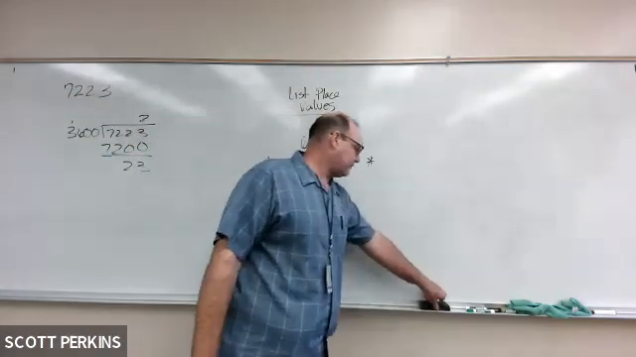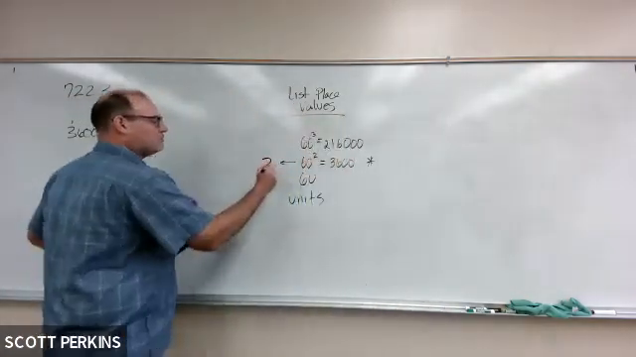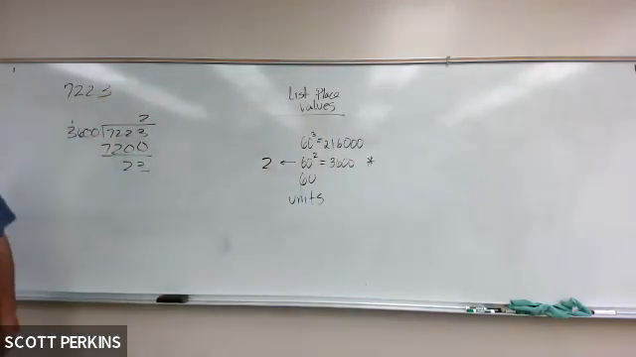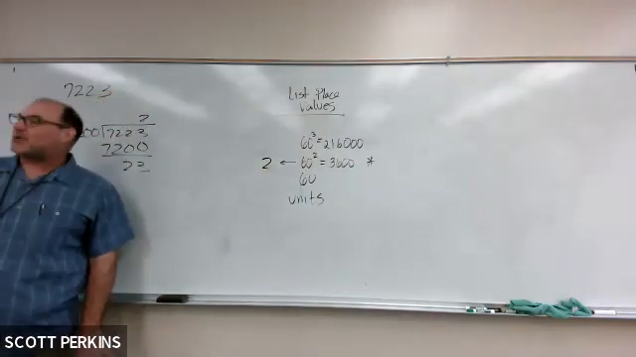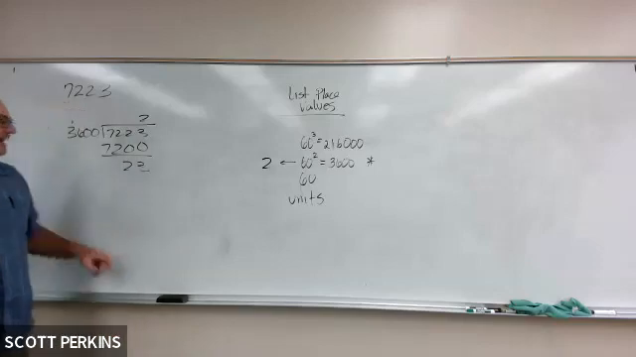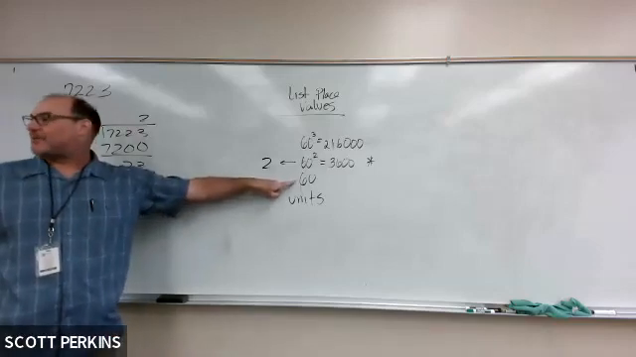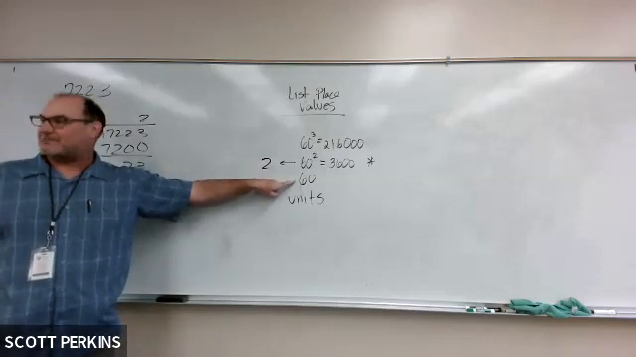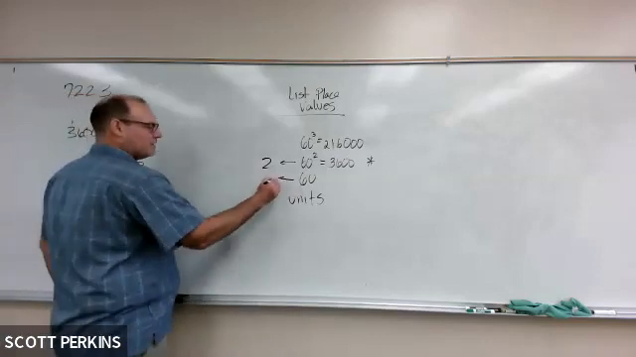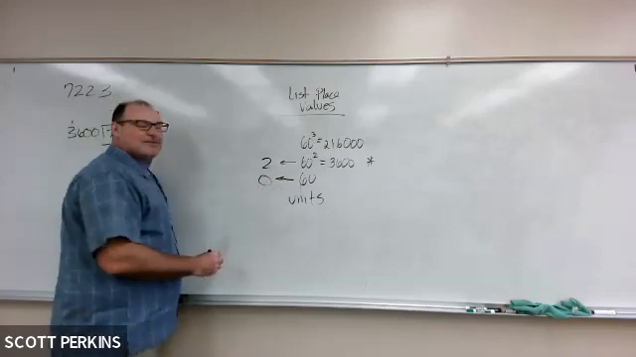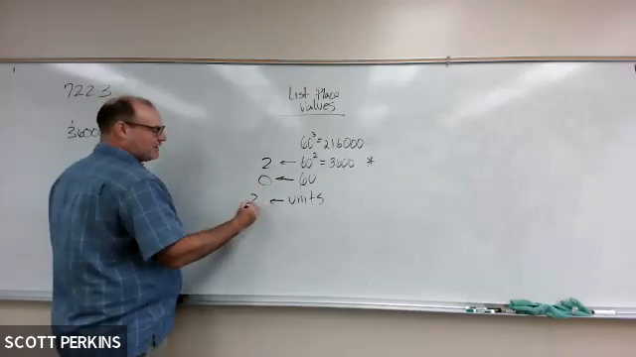I have 2 groups of 3,600. And here is the relevance of the question that was asked before: I only have 23 left. So how many groups of 60 do I have? 0. There's not enough to make a full group of 60. So this was a little less division than the previous problem. And then I have 23 units left.